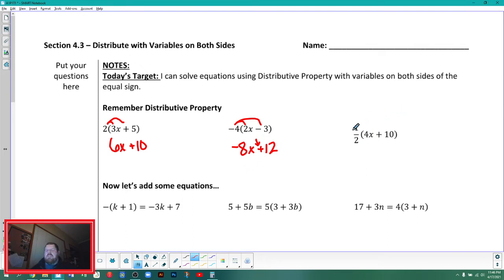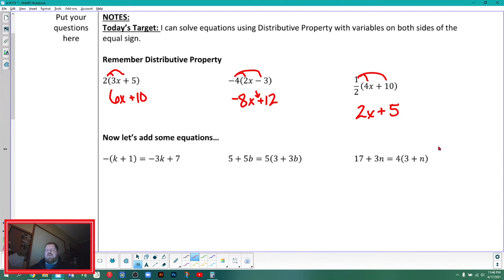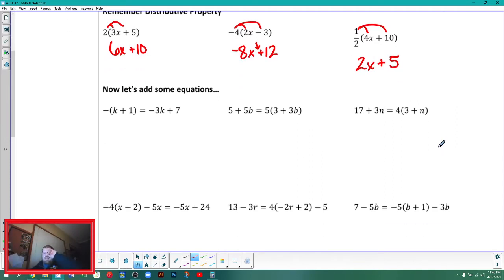If I distribute a 1/2, it's the same thing. 1/2 times 4x is 2x. 1/2 times 10 is plus 5. That's it for your little warm-up. Let's bring that idea into some equations.